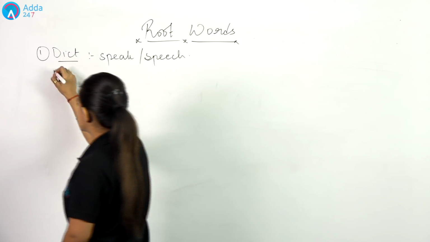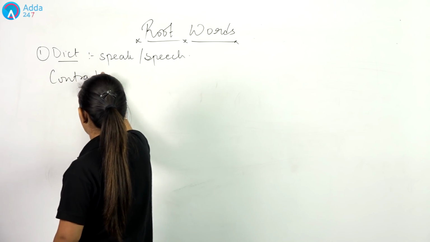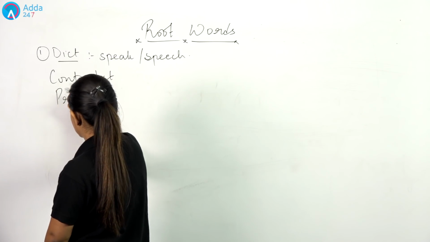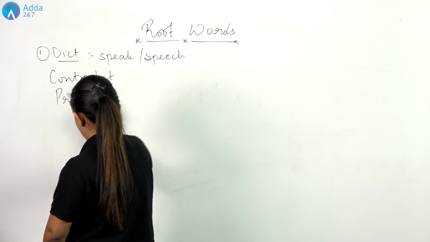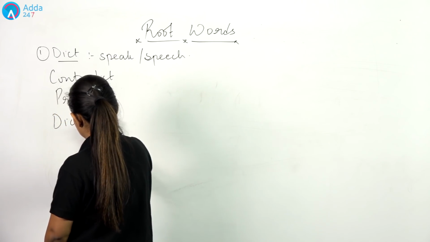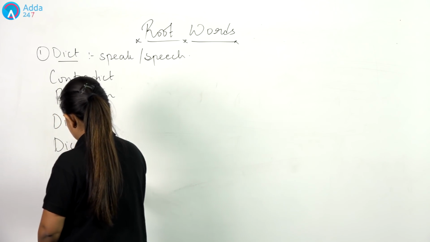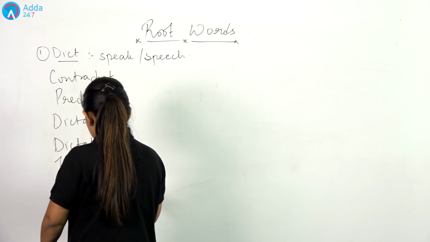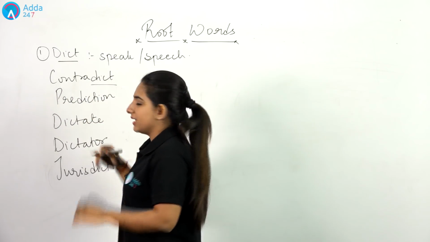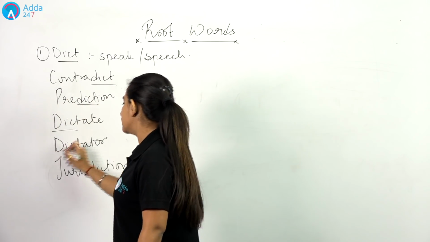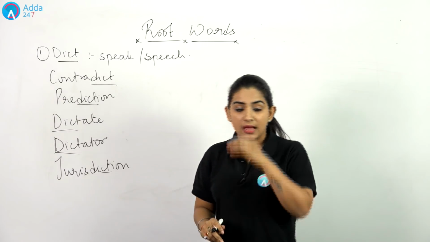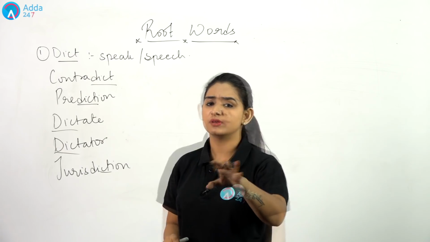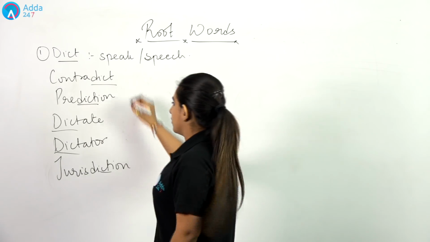So we'll be having the words according to this only, like we have contradict or contradiction, we have prediction, we have dictate, we have dictator, we have jurisdiction, right? Now see, be it in the end of the sentence, be it in the middle, you will have a root word in a sentence, right? And if you learn those root words, you'll be able to solve any question, any vocabulary in a matter of seconds, right?